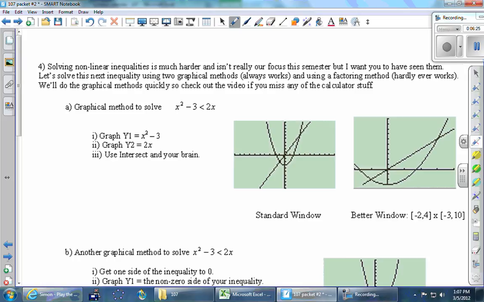Solving non-linear inequalities is much harder using their... Let's solve this x inequality using two practical.